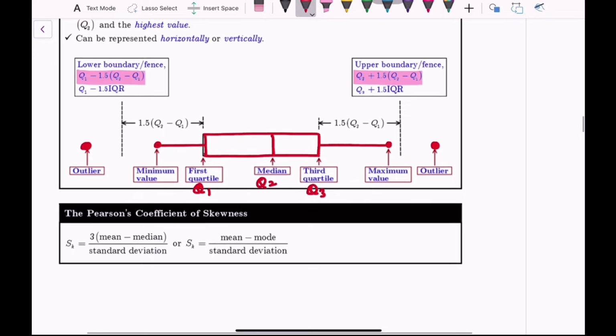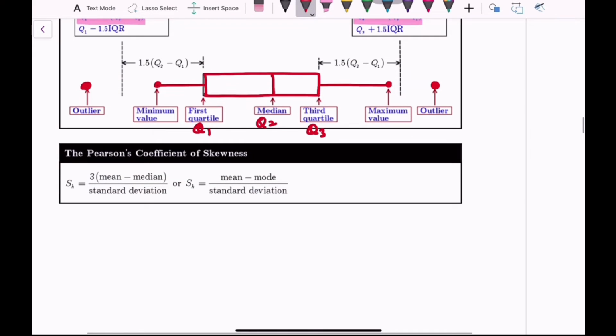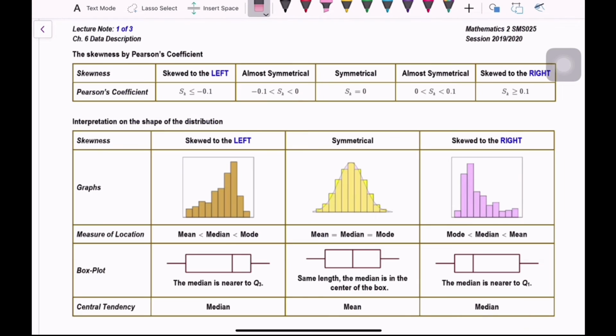The Pearson coefficient of skewness. We have two formulas to determine the SK. The first is 3 times (mean minus median) over standard deviation, and the second is mean minus mode over standard deviation. Now, how to describe the skewness by using the Pearson's coefficient?